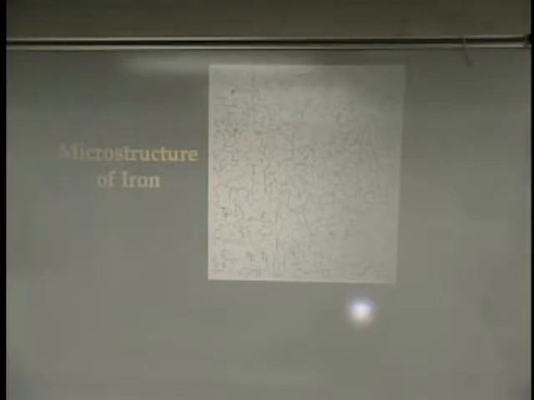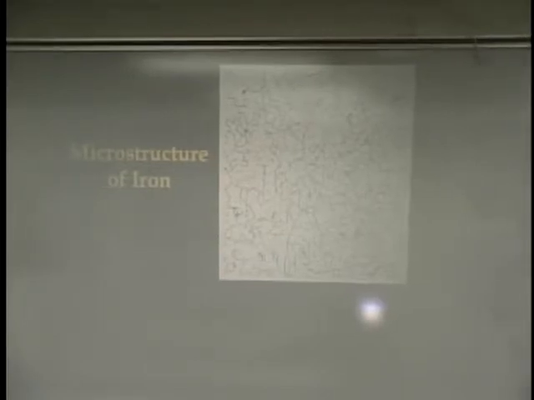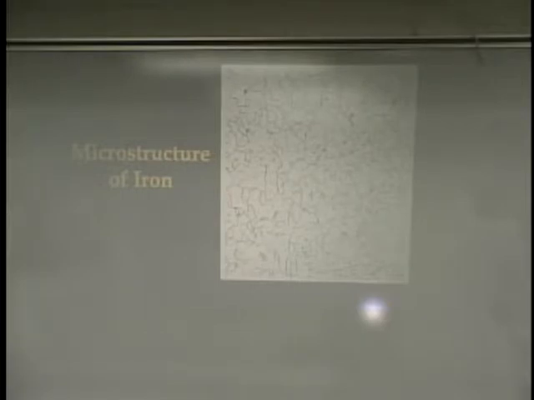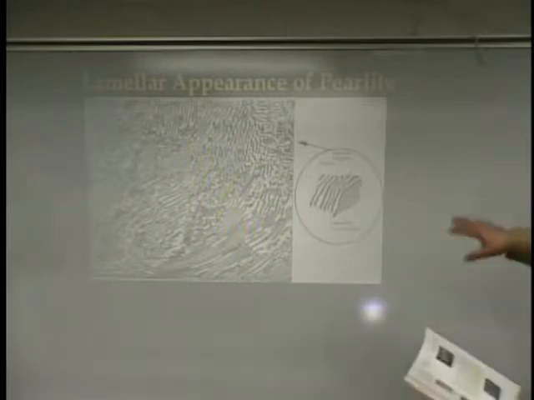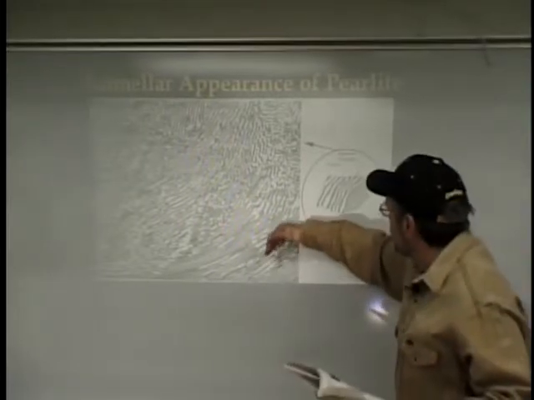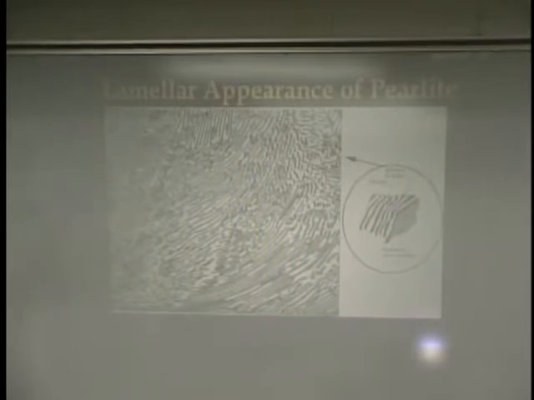Cementite, staying on page 177, is an iron carbide. It's a compound of iron and carbon. It's very hard and wear resistant. Its composition will be varied when other carbide-forming alloys are present in steel. Let's see if I have another picture. This is pearlite, and its appearance is lamellar. That is, it's layered. You can see various layers of ferrite and cementite.